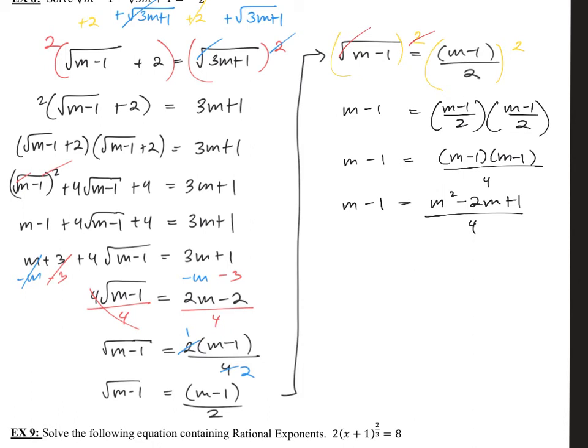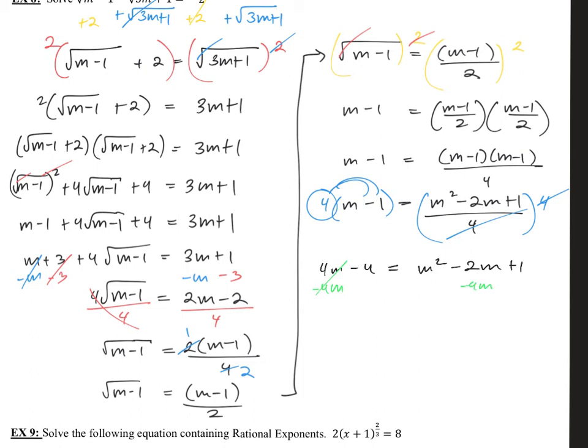Let's get rid of that 4 by multiplying both sides by 4. And then we can distribute it in. Alright, so we have 4m minus 4 equals m squared minus 2m plus 1. It's quadratic, which means we want to get everything to one side. Set it equal to 0. And what do we have? M squared minus 6m plus 5. Can we factor that? Yes, we can. (m minus 5)(m minus 1).